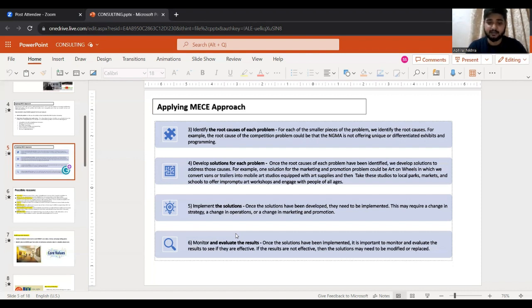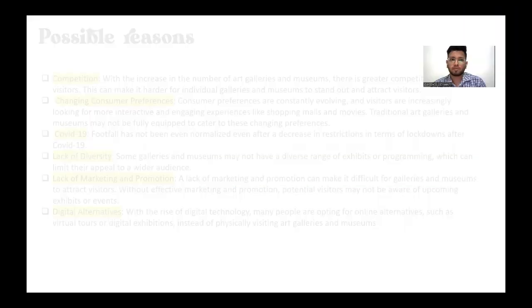Now the fifth step is to implement the solution. Once the solutions have been developed, they need to be implemented. They may require a change in strategy, a change in operations, or a change in marketing or promotion. Then the sixth and final step is to monitor and evaluate the results. Once the solution has been implemented, it is important to monitor and evaluate the result to see if it is effective. We have to see whether the solution we have implemented is working or not. And if it is not working properly, we have to change our solution and work toward something different.